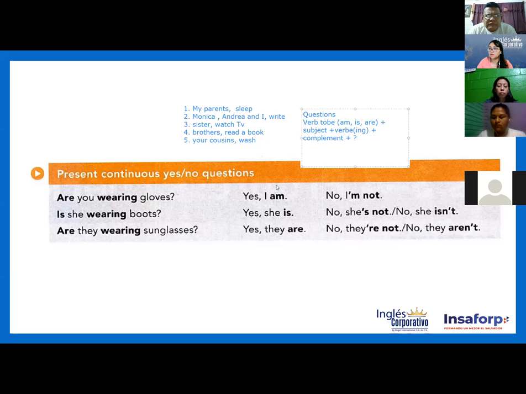Okay, Marbeli, solo le quitamos el to. Are we writing letters? Y double T, right? Ok, Rose, lo mismo, tenemos que seguir el formato, Rose, ok. Are your sister watching? Ok, Lourdes. Ok, Catherine, Alicia, la estructura, right? The structure. Are your brothers? Ok, are your brothers? Podemos agregar, are your brothers reading a book? Yes, they are.